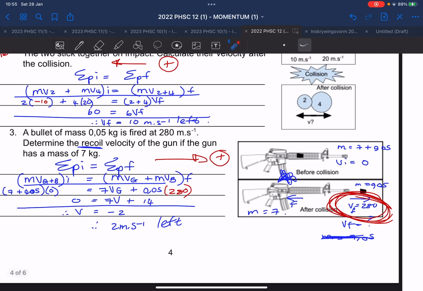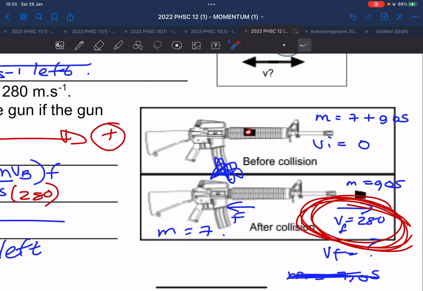So let's just look at the scenario here. Here the bullet is inside the gun and they are stationary. So the velocity is 0. And then you fire the gun. What happens? The bullet goes out at 280 meters per second. And we do not know what is the velocity of the gun pushing back. Okay, so it has a velocity, but we don't know what it is. The mass of the bullet is 0.05 and the mass of the gun is 7 kilograms.